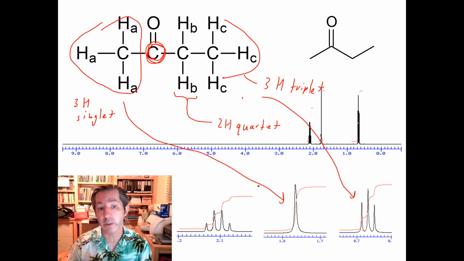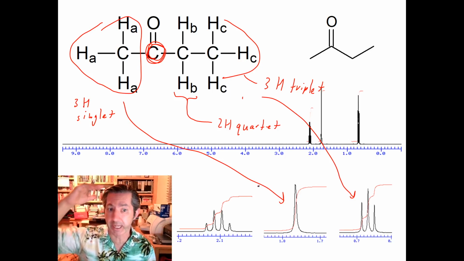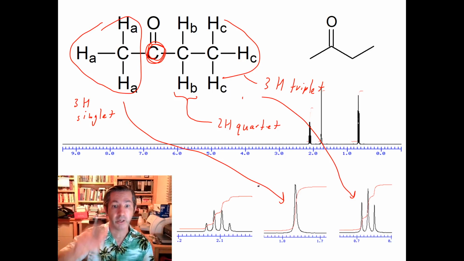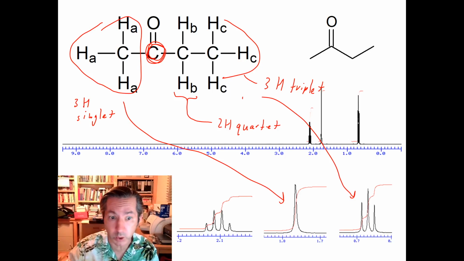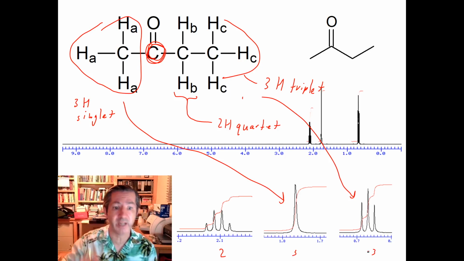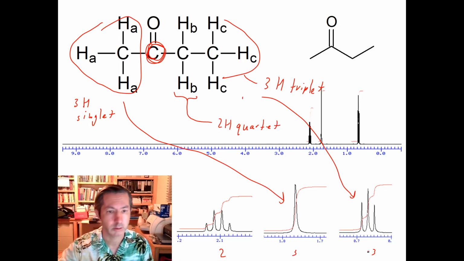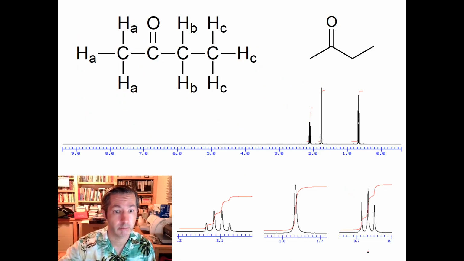What I want you guys to do in your notes is start a page that says characteristic splitting patterns. You're going to see this a lot. If you have a triplet and a quartet in a 2:3 ratio, that's an ethyl group. That's a dead giveaway of an ethyl group right there. You can say, aha, ethyl. Let's try this again.